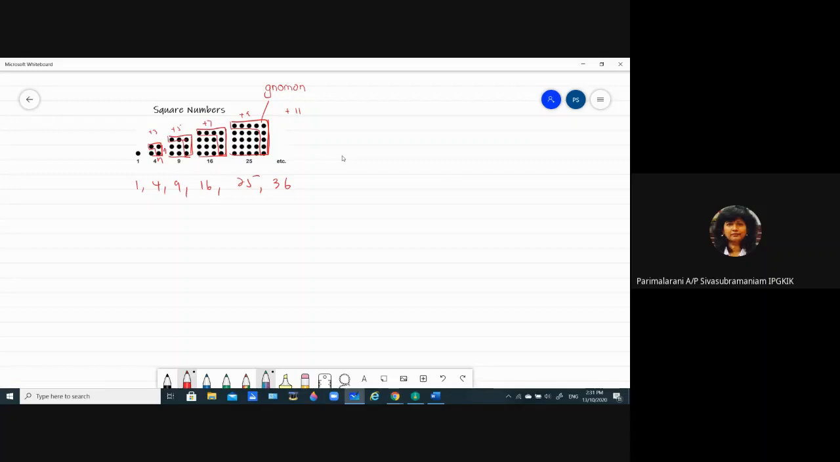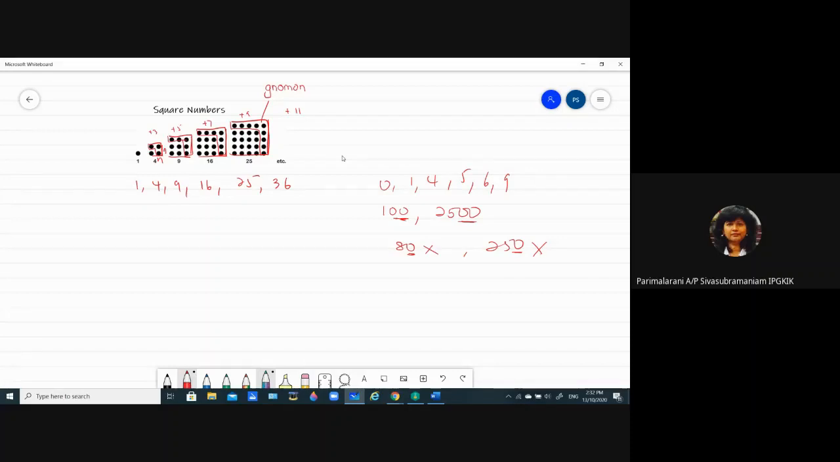If you look at your numbers here, a square number can only end with the digits 0, 1, 4, 5, 6, and 9. The number of zeros at the end of a perfect square is always even. For example, 100 is a perfect square. 2,500 is a perfect square because the number of zeros is even. 80 is not a perfect square, only one zero. 250 is not a perfect square because the number of zeros is not even. So these are some of the properties of square numbers.